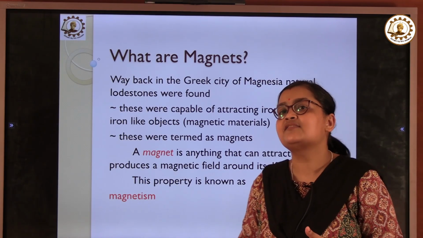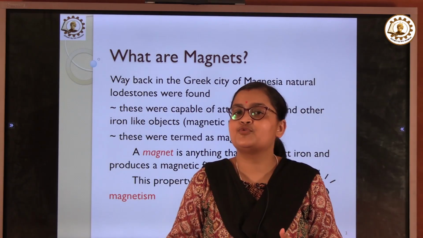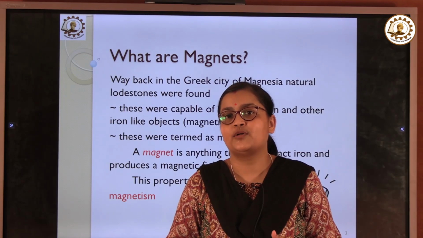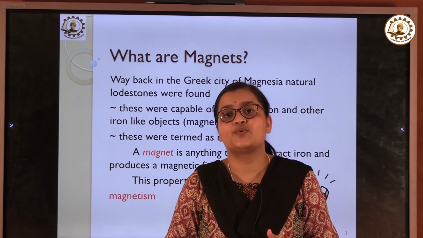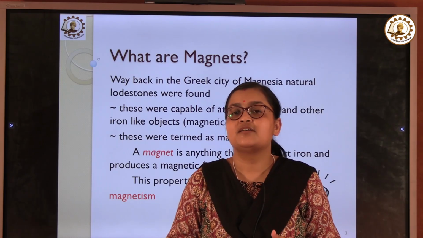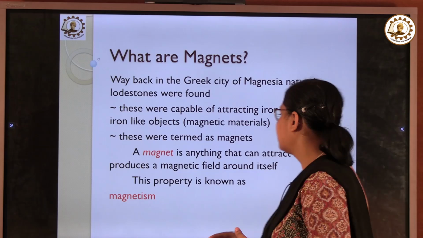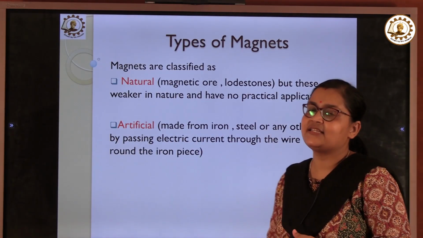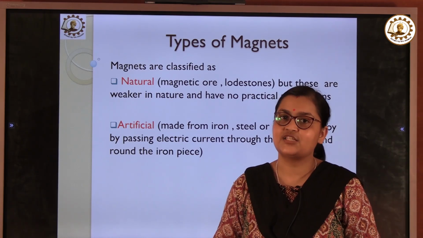And the entire structure of electric machines, transformers, DC motors, DC generators, electromagnetic relays are dependent upon this magnetic property and another property which is known as electromagnetism. So next we classify what are the different types of magnets. Magnets are classified into two groups. One is natural and the other is artificial.